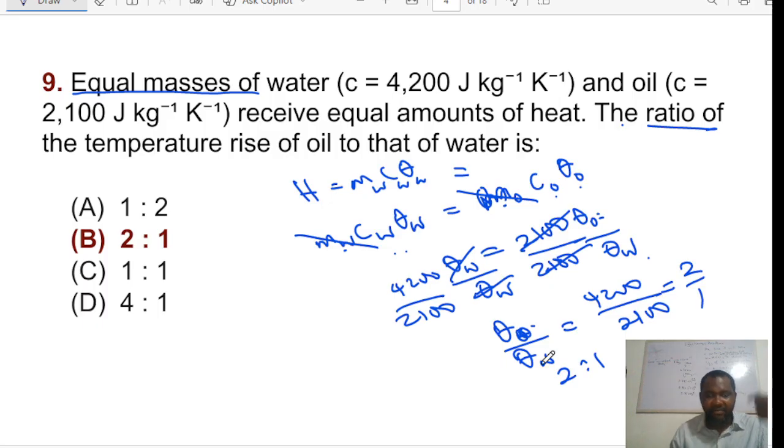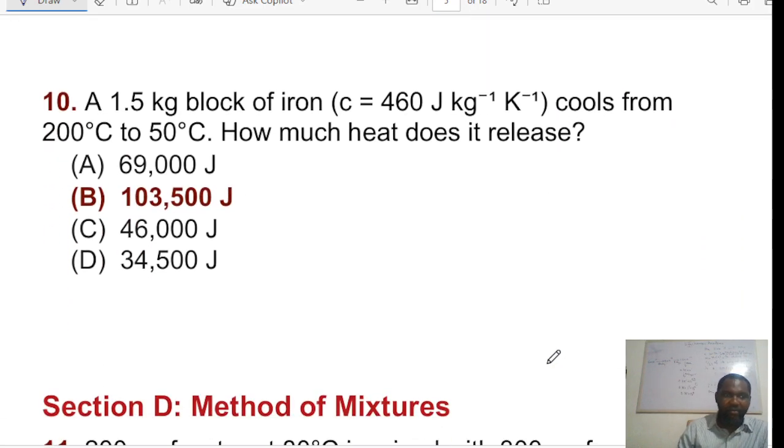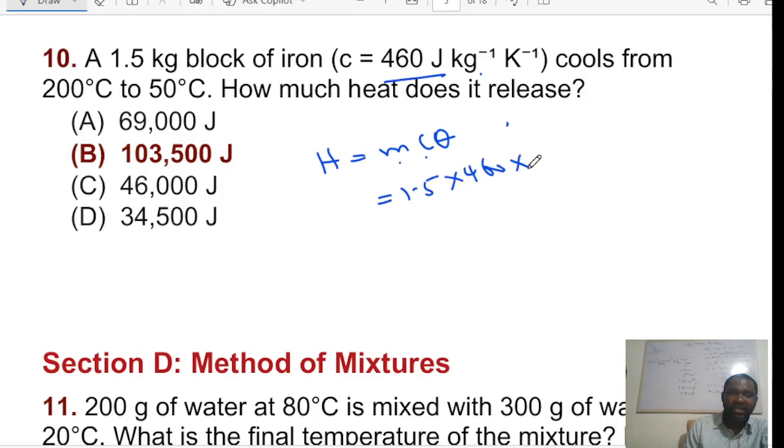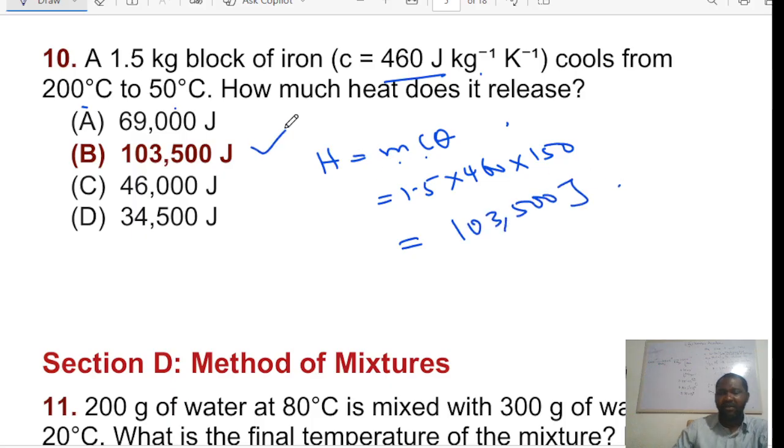Very interesting. Okay, so that leads us to this one. It says a 1.5 kilogram block of iron, with this specific heat capacity, cools from this to this. How much heat does it release? Very easy. H is equal to MC theta. The mass is 1.5, specific heat capacity is 460, and the temperature change from 200 to 50 is 150. If you multiply that, we are going to get 103,500 joules, which is B for the answer.